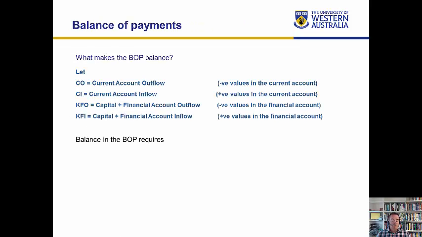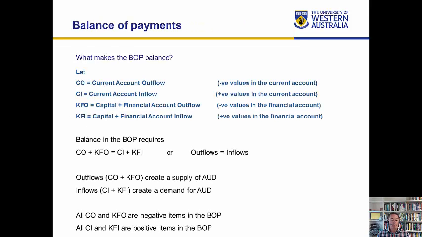So what I've got here in this first slide is 4 variables: CO, CI, KFO, KFI. All 4 of these variables are measured in terms of billions of dollars. CO is the sum of all of the individual transactions recorded in the current account that involve an outflow of money from Australia. An example of that would be imports, of either goods or services. When we import a good or a service into Australia, money flows out of Australia. Imports are recorded in the current account, so they would be a current account outflow transaction. So within a year, all of the imported goods would be included in CO.